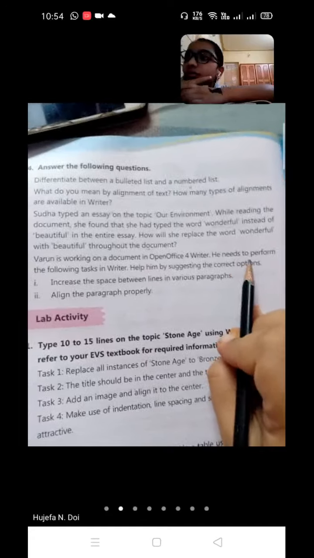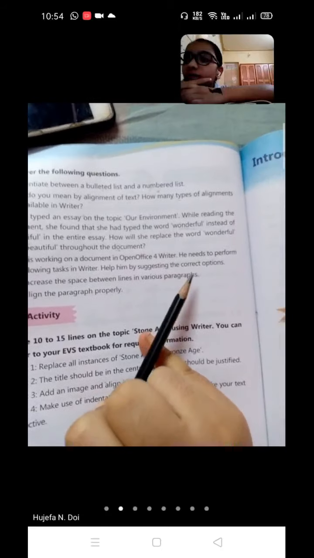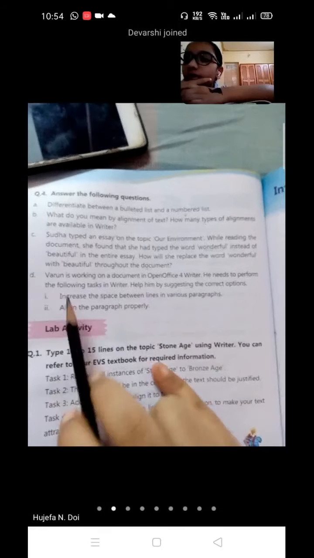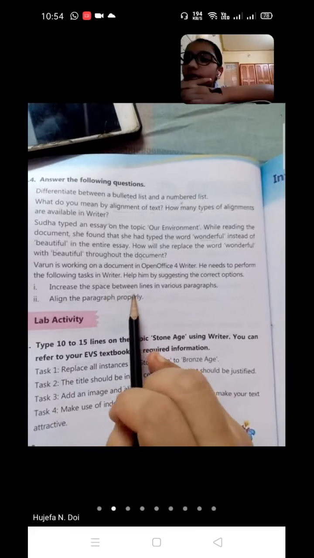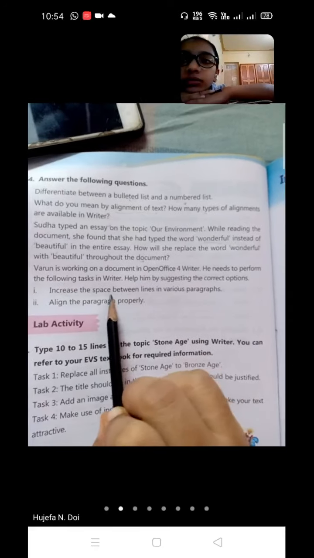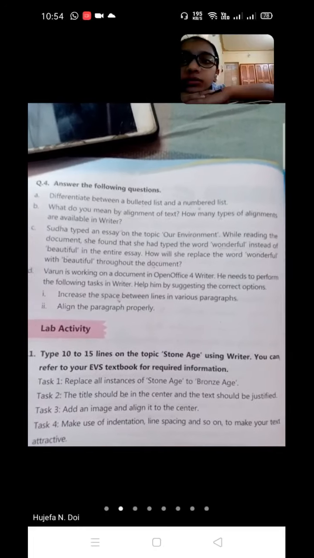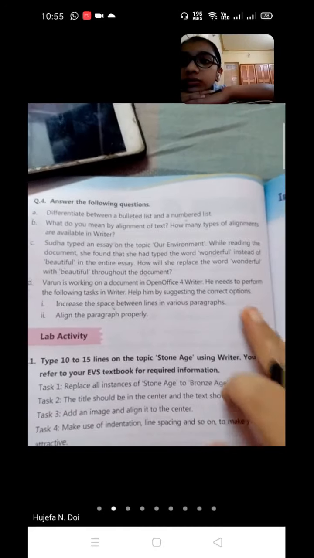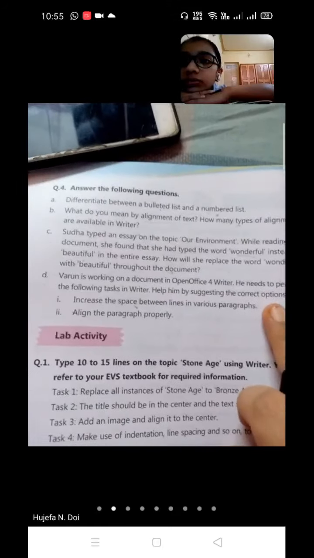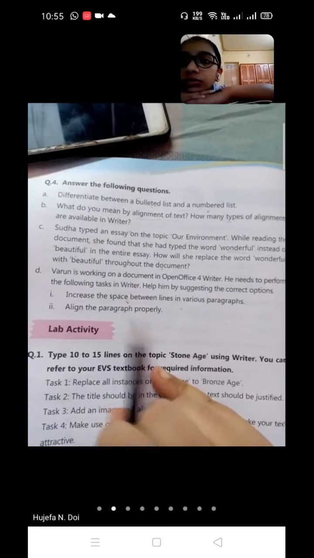D. Varun is working on a document in OpenOffice Writer. He needs to perform the following tasks in Writer. Help him by suggesting the correct options. Increase the space between the lines in various paragraphs. For this, he has to use the indentation. Align the paragraph properly. For the alignment, he has to use the text alignment.